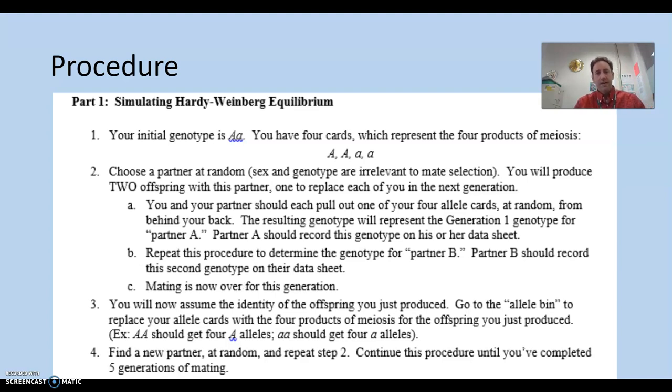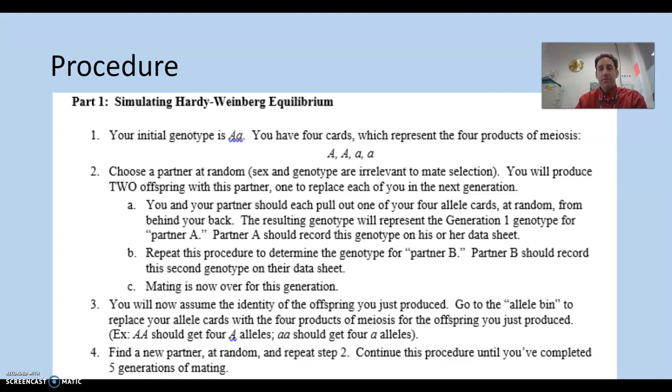So Ms. Rutland would keep going with her 4 cards, big A, little a, but I would have to trade my cards out. Since I'm big A this generation, I would have to get 4 of the big A's. Because if my genotype is big A, then the only products of meiosis that I could produce would be big A.